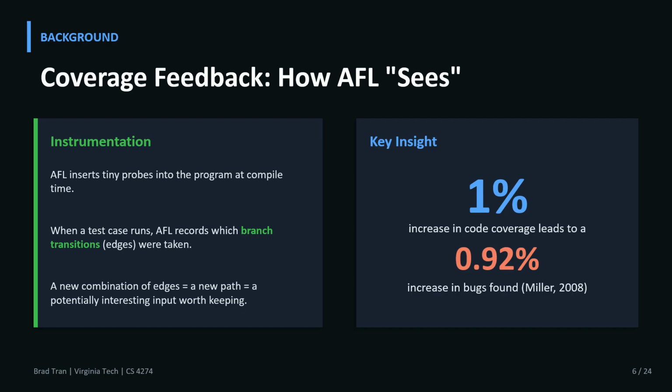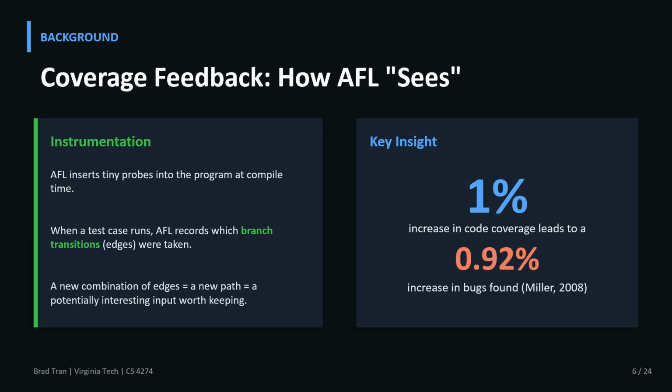A bit more detail on how AFL's coverage feedback actually works. At compile time, AFL inserts lightweight instrumentation at every branch point in the target program. At runtime, these probes record which branch transitions, or edges, were taken during execution. A unique combination of edges defines a unique path. So, if a test case takes a particular sequence of branches that AFL hasn't observed before, that input is considered interesting and gets saved into the seed queue.